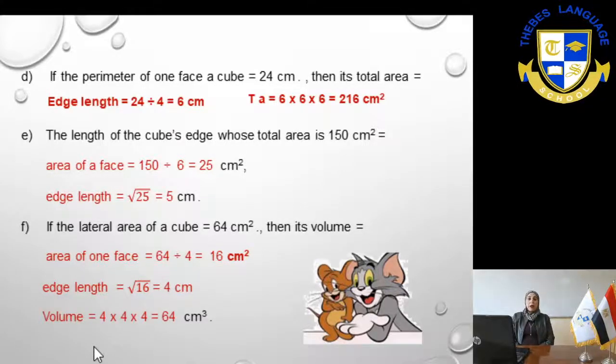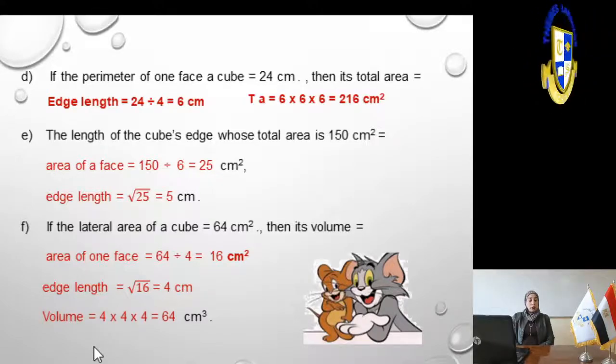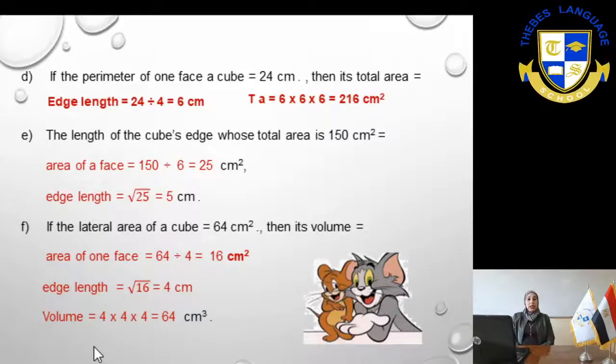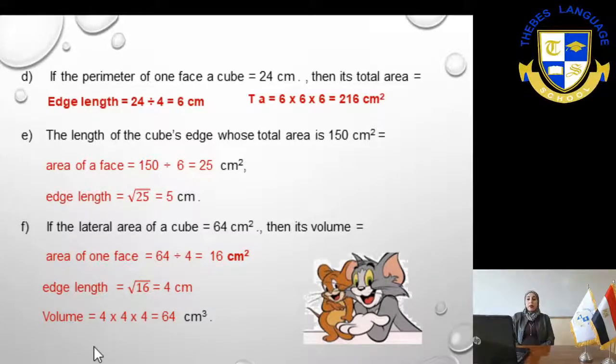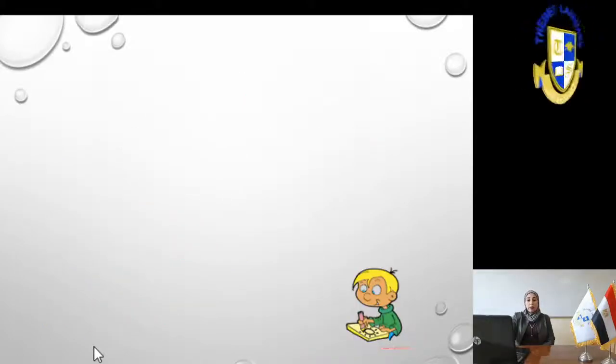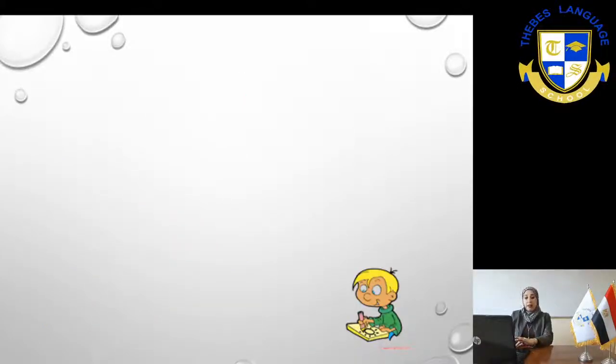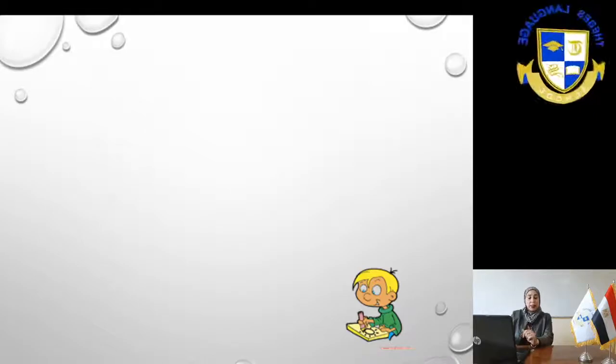Now the volume equals what, or the rule of the volume? It equals edge times edge times edge, which means 4 times 4 times 4 equals 64 centimeters cubed. And of course, remember to calculate the volume, the unit must be cubed, okay, not squared.